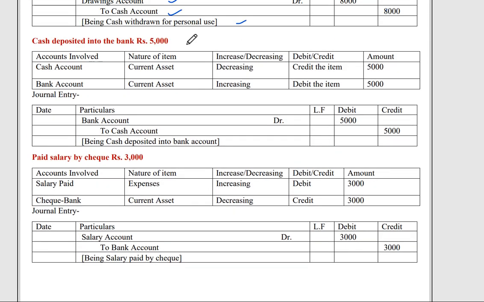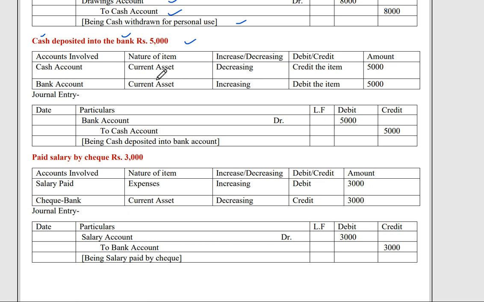Next, cash deposited into bank, rupees 5,000. The accounts involved here are simple. One is the cash account, the other one is the bank account. Here the transaction is simple. You have cash in your hand and you deposit that cash into your bank. Cash was relating to your business only. Bank account is also relating to your business only.